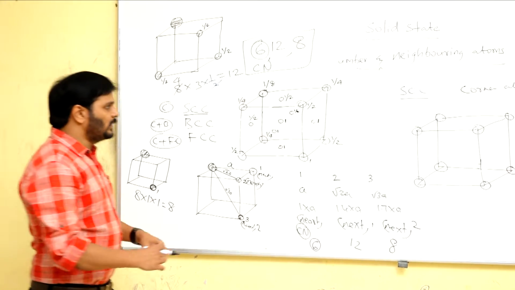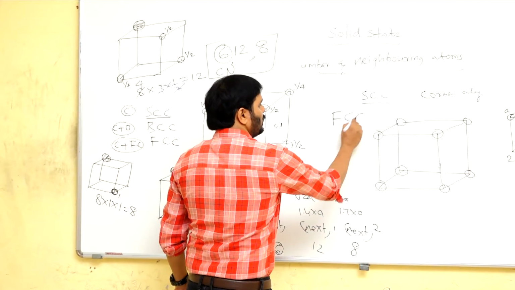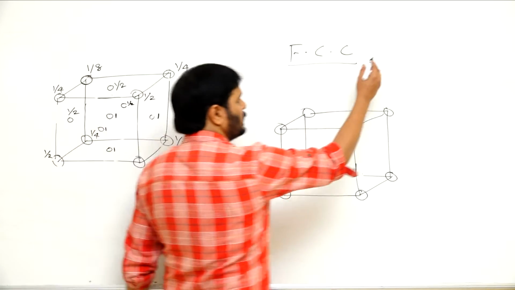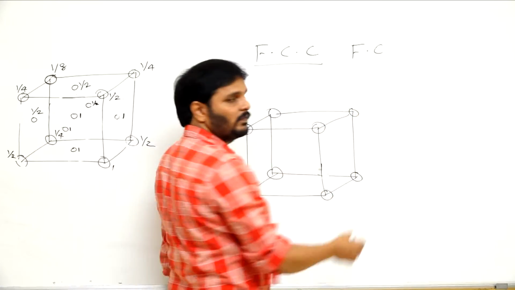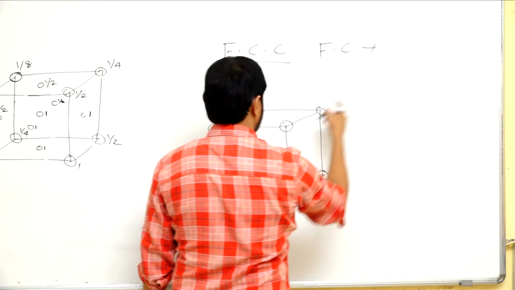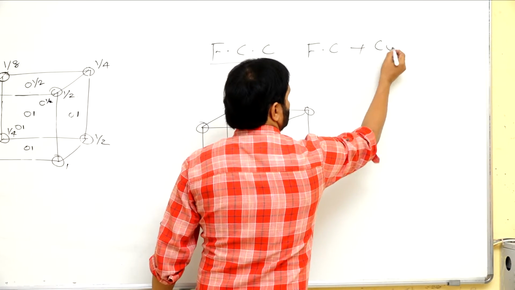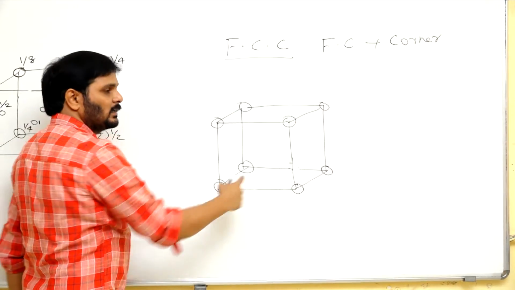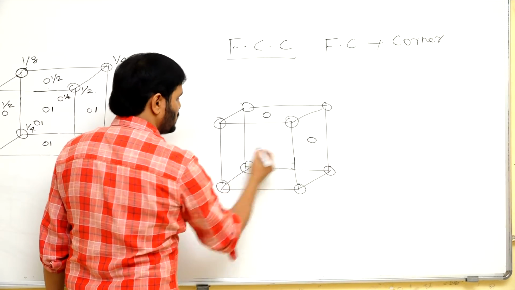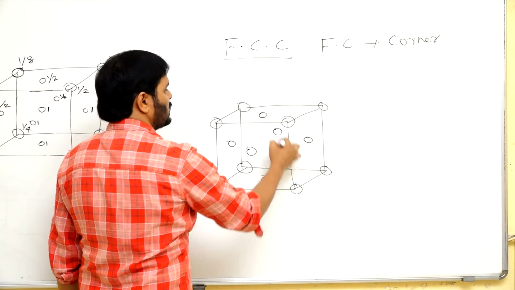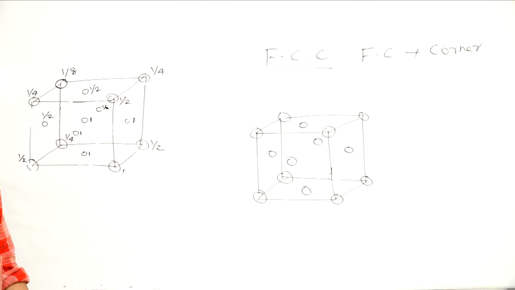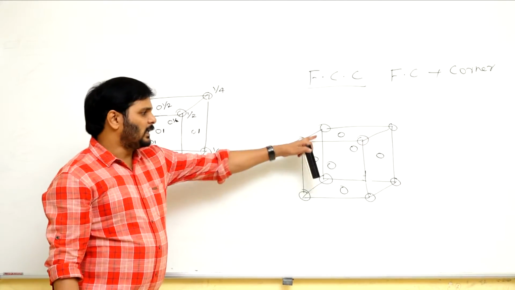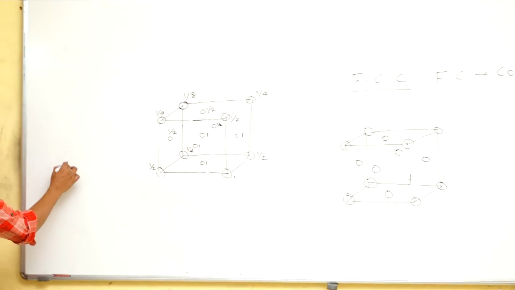Similarly, we can go for FCC. FCC has atoms at the face centers and corners. These are the corner atoms, and then I can mark the face center atoms. We have 6 faces. Now this is the FCC structure. Again, we would like to find the coordination numbers and neighboring atoms, and again I am taking it out separately.